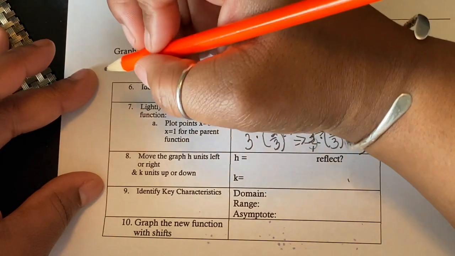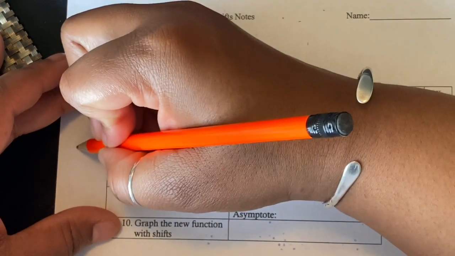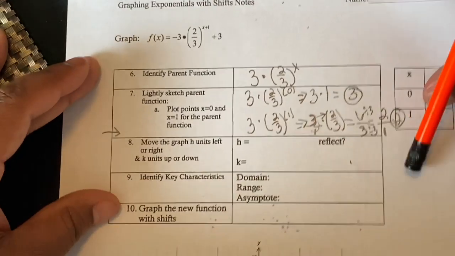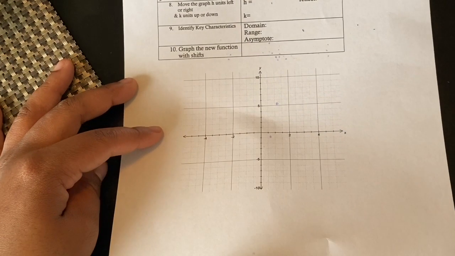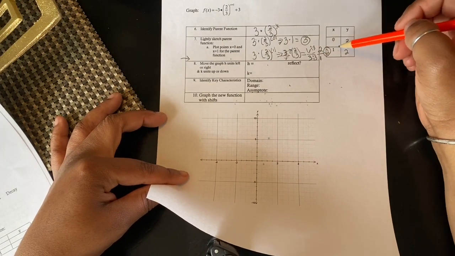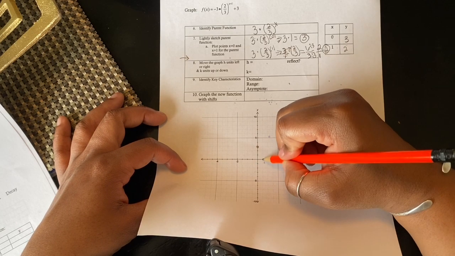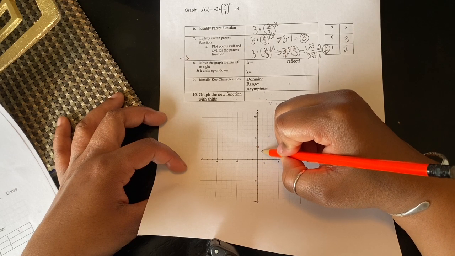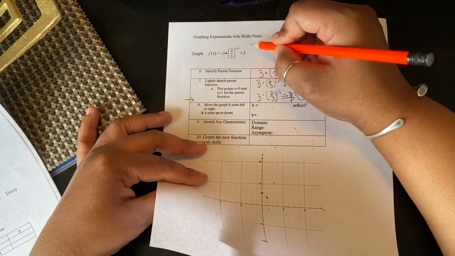After step 2, it says 6, 7, and 8. Well, after step 2, this is when you're going to graph the parent function. So I'm going to go ahead and graph it using these points, (0, 3) and (1, 2). Now, if you look here, ladies and gentlemen, this graph is going to be a decay.